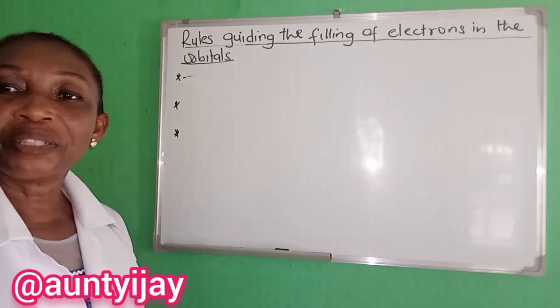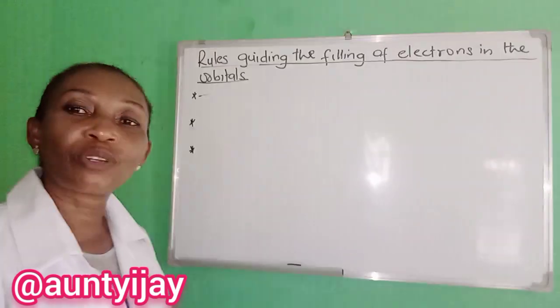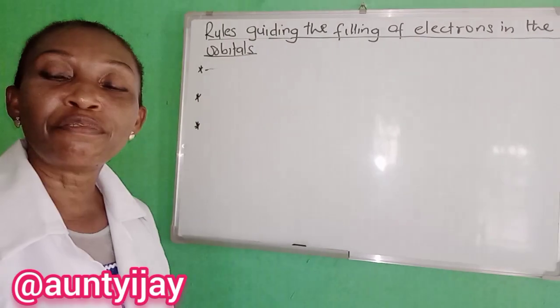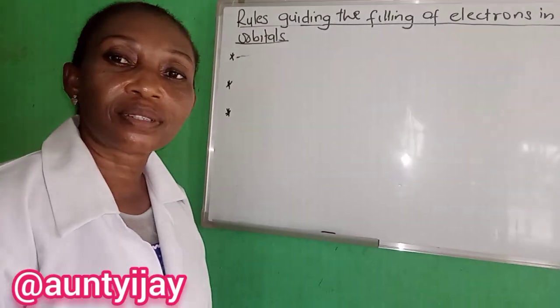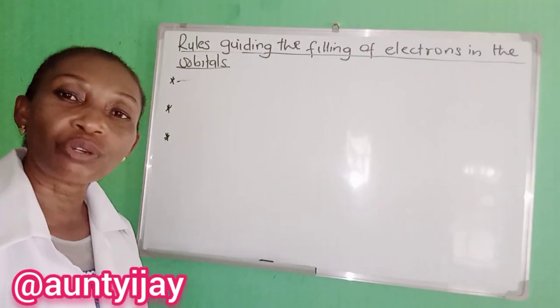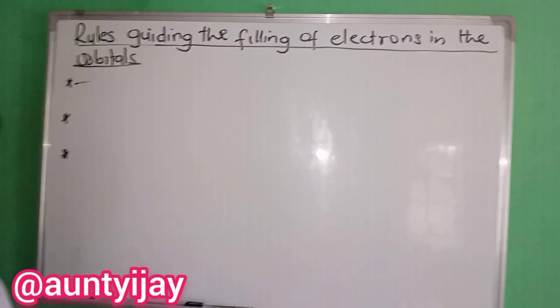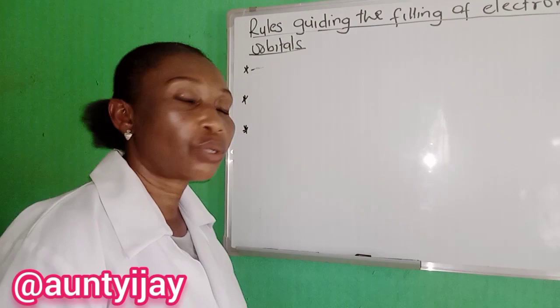Today, we'll be learning another wonderful topic. We are going to look at another topic, still on electronic configuration: the rules guiding the filling of electrons in the orbitals. We are going to look at three rules or three principles.